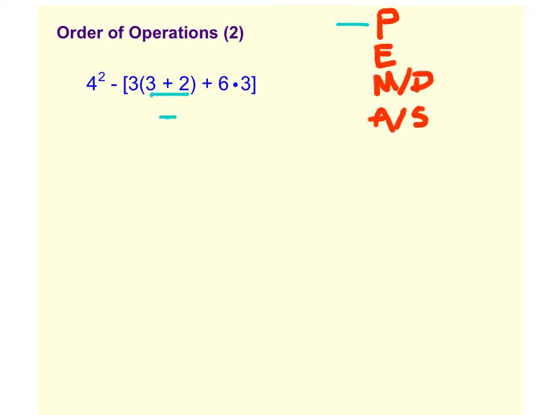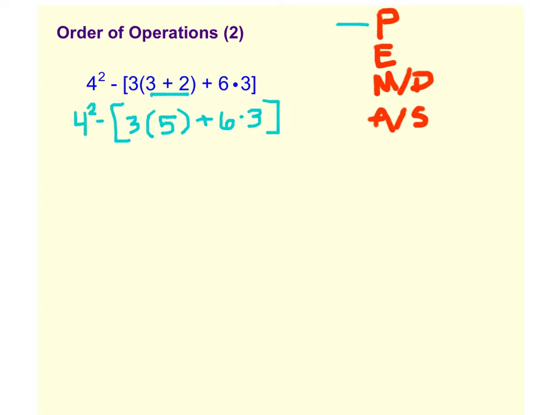So 3 plus 2 is 5. And then I do want to be sure to write down the rest of the problem exactly as it is. Because that 3 right here is next to this set of parentheses, I'm going to leave that 5 in parentheses, even though I already did the operation in there, so that I can put that 3 out front. I'll bring down the plus 6 times 3. There's the bracket, 4 squared minus.